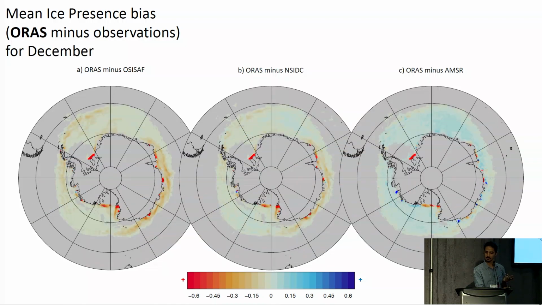Similarly, in the southern hemisphere, again, the highest error was during December, so we're looking at December. We see a very strong negative bias against OCSAF, almost as strong against NSIDC. And then when you come to AMSR, now we see more of a slight positive bias. So this is a little confusing. But in some regions, for example, in the Ross and the Weddell Sea, we see a very distinct and clear pattern of negative bias. So this we can be sure is something wrong there.